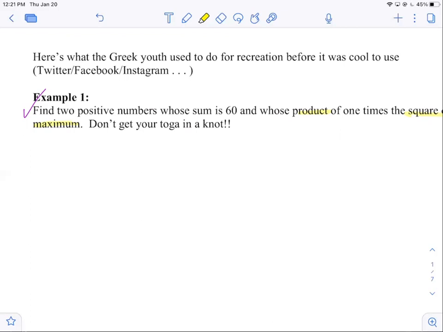Bigger list. What if I make a bigger list then, and then I find the largest one in that bigger list? Is that guaranteed to be? No, because there's infinitely many possibilities. It didn't say find two positive integers, right? If it said find two positive integers, now it's a finite list. But we're talking about numbers.